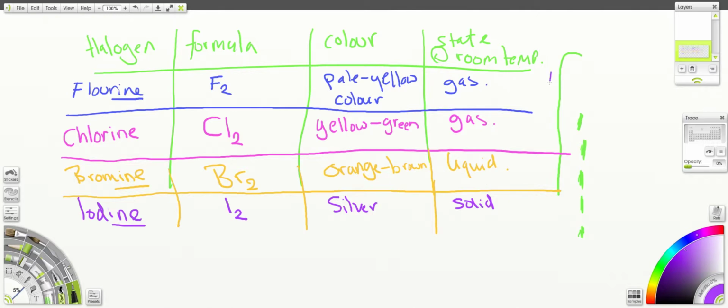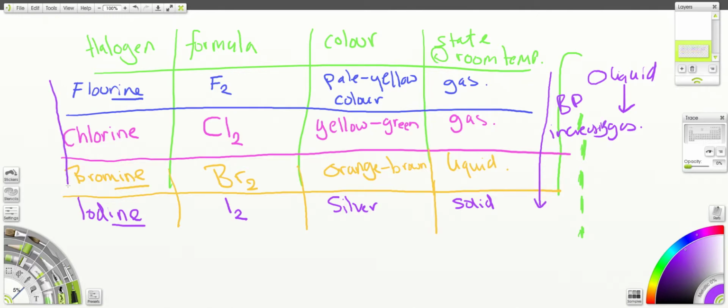As you're going down the group, its boiling point, remember, is when something goes from a liquid to a gas. So its boiling point is increasing as we go down the group. Now its reactivity, however, as it's going down the group decreases. Fluorine is the most reactive, iodine is the least reactive. And so these are the physical characteristics of group 7 halogens.